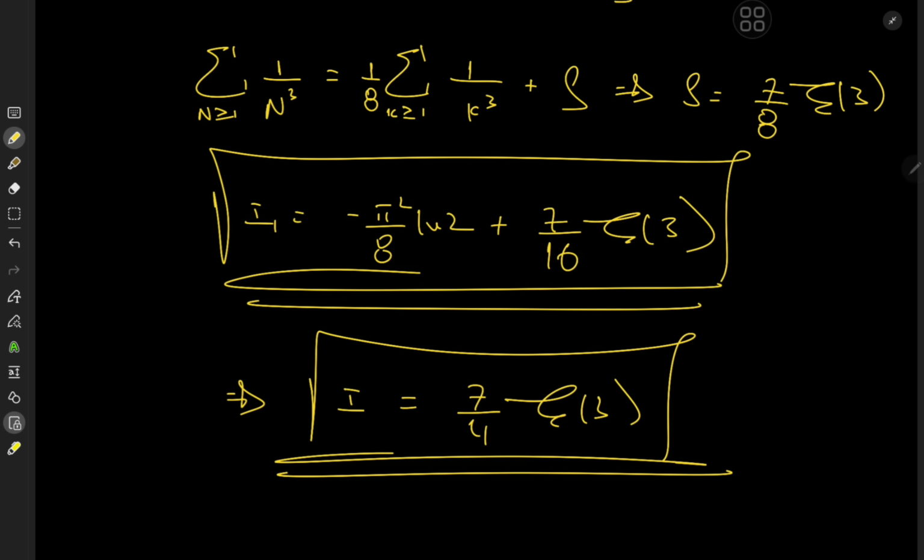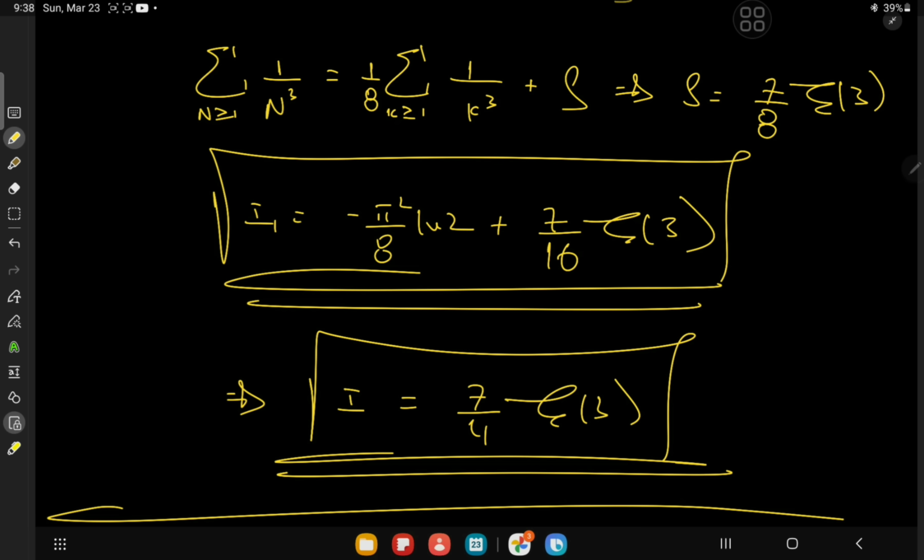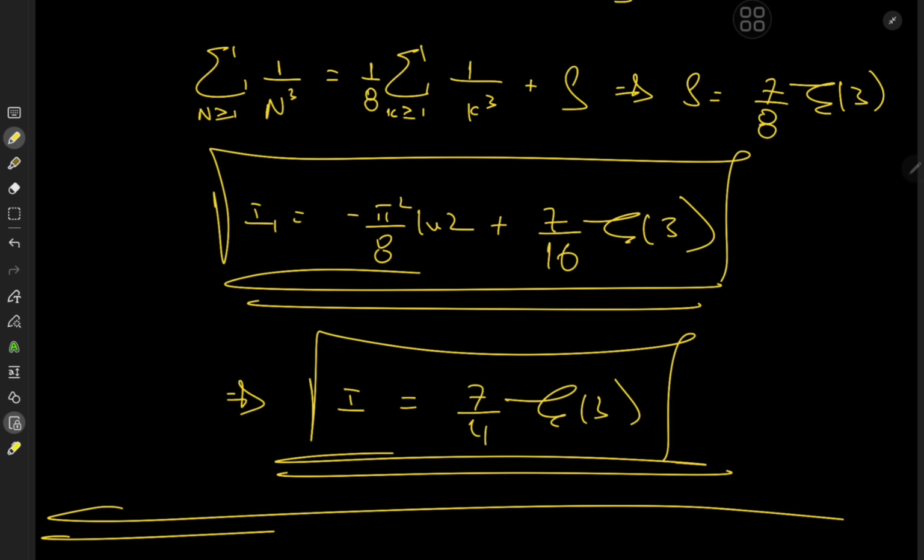And in doing so, we have yet another addition to our gallery of integrals that are actually just Apéry's constant in disguise.